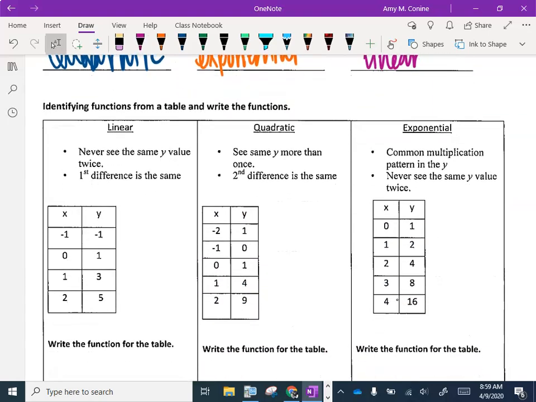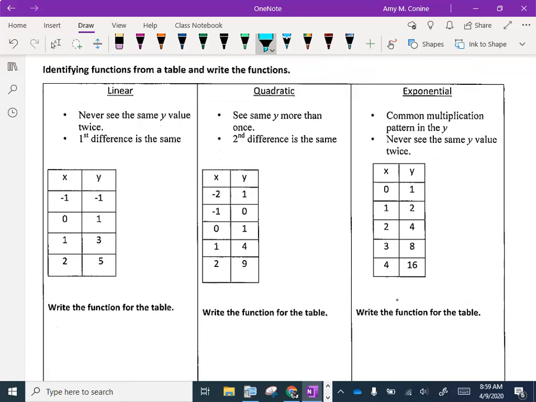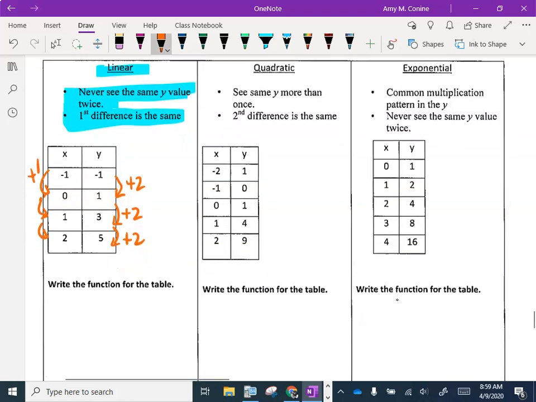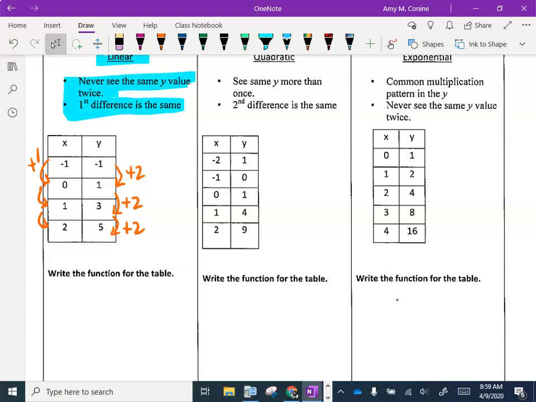Okay, so identifying from the table for linear, you never see the same y value twice, and the first difference is always the same. So what that means is when we go through our chart, going from -1 to 1, we're adding 2. And then from 1 to 3, we're adding 2. And 3 to 5, we're adding 2. And you see it doesn't skip over here. This is all going up by 1. So if we're looking at the table, we can tell this is linear because it's going up by a constant rate. Okay, it's a constant rate that's being added or subtracted.